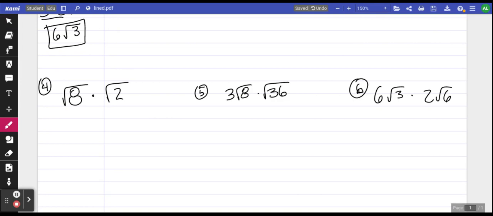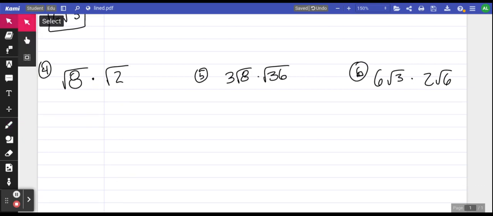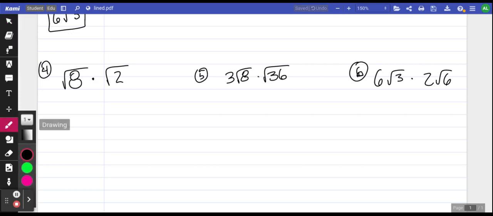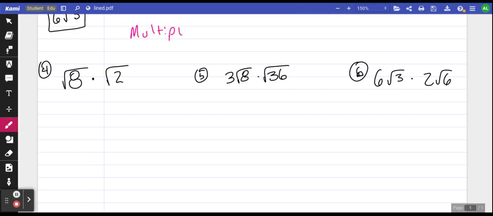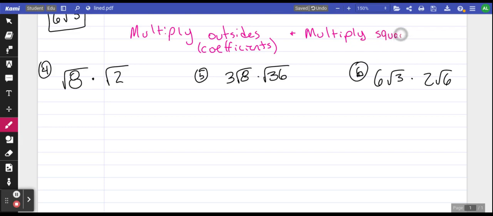All right, so now we have some multiplication problems. I would say that probably the most mistakes that I see on this section are here with these different types of multiplication problems. The main thing to keep in mind, and we can even make a note to ourselves over here, you want to multiply the outsides, what we might call our coefficients, and then multiply the insides, whatever is in our square roots.